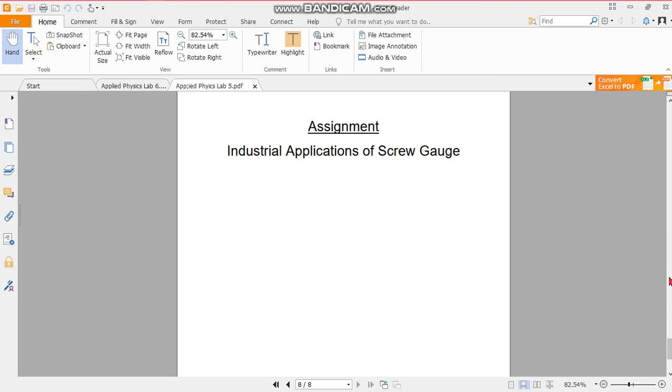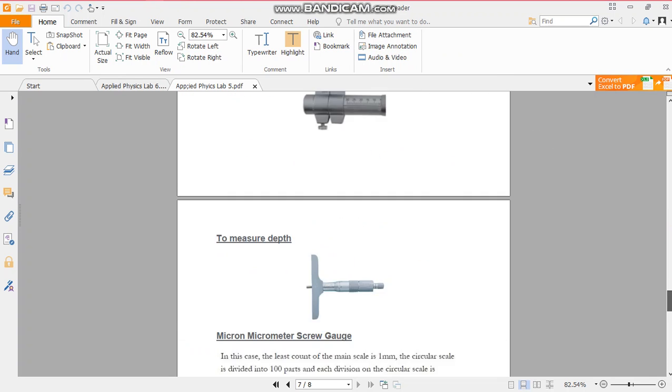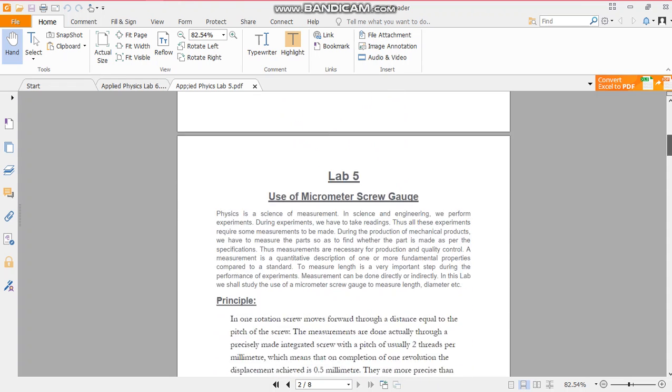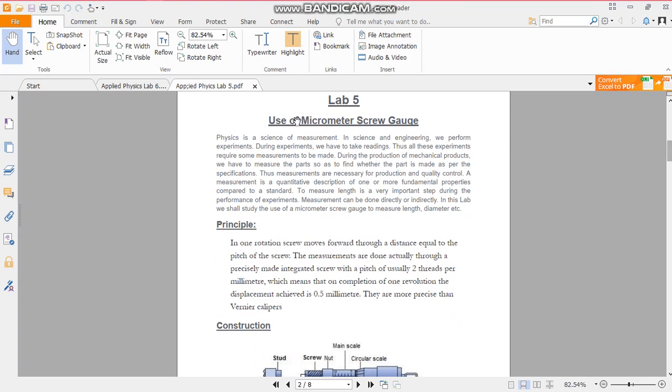Okay, let's start our lab fifth. So what you have to prepare in this lab? In lab fifth, first of all, the use of micrometer screw gauge. In this, you have to go through all this theory. This is the same theory you did in your college, but a bit in detail.